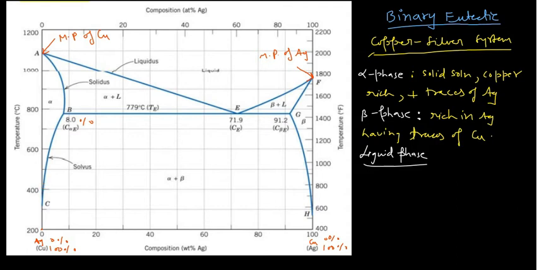So what you can say here is the solubility limit of the alpha phase, which is the boundary line CBA or ABC, whatever you want to call it. So what is this boundary line actually? If you see here, at this point you have alpha plus beta in that case, and you have alpha plus liquid in that case.